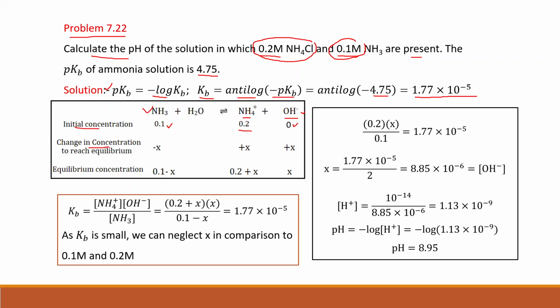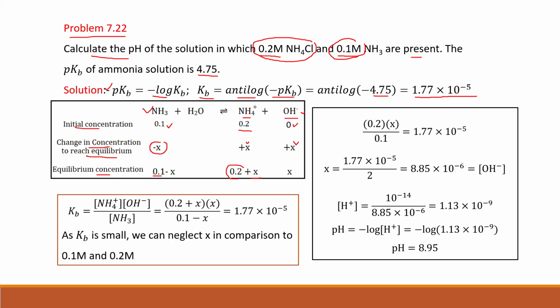Now the change in concentration to reach equilibrium, it means when we can say X mole of NH3 converted into NH4 plus and OH minus ion. So we can write this is the change in concentration of NH3 minus X. At the same time, X mole of NH4 plus will be formed and X mole of OH minus ion will also be formed. Clear? So equilibrium concentration of NH3 is 0.1 minus X. Equilibrium concentration of NH4 plus is 0.2 plus X.